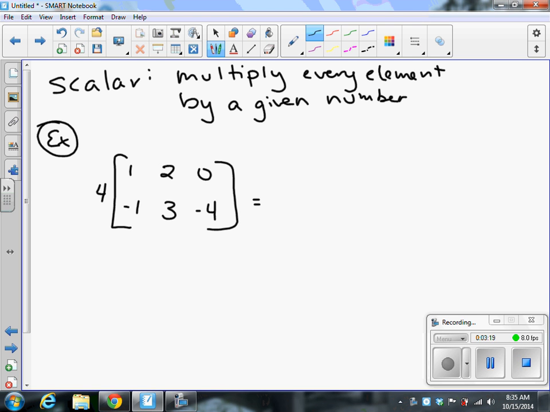Okay, so if this is my scalar, my scalar is what? We have to multiply each one together. The 4 on the outside is my scalar. Each element, so an element is just the 1, the negative 1, the 2. So I'm going to multiply every element by 4. Yes, like distribution. So it'd be 4, then negative 4, then 4, 8, 0, negative 4, 12, negative 16.